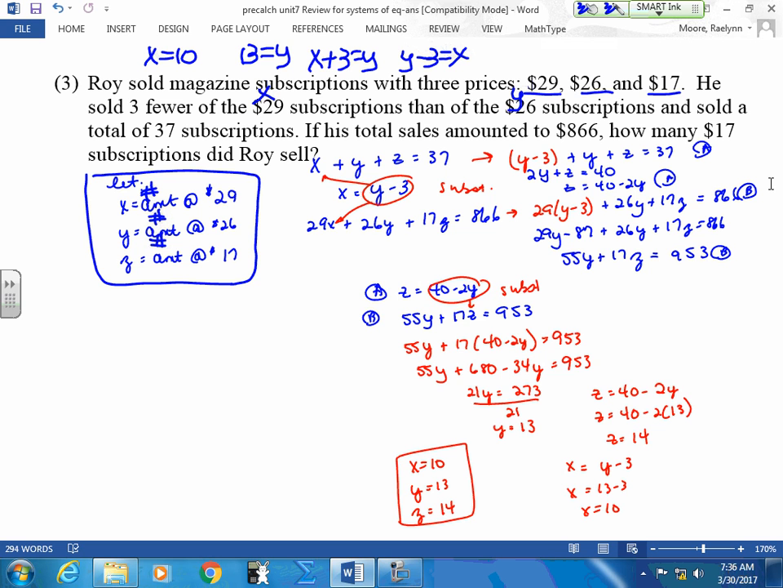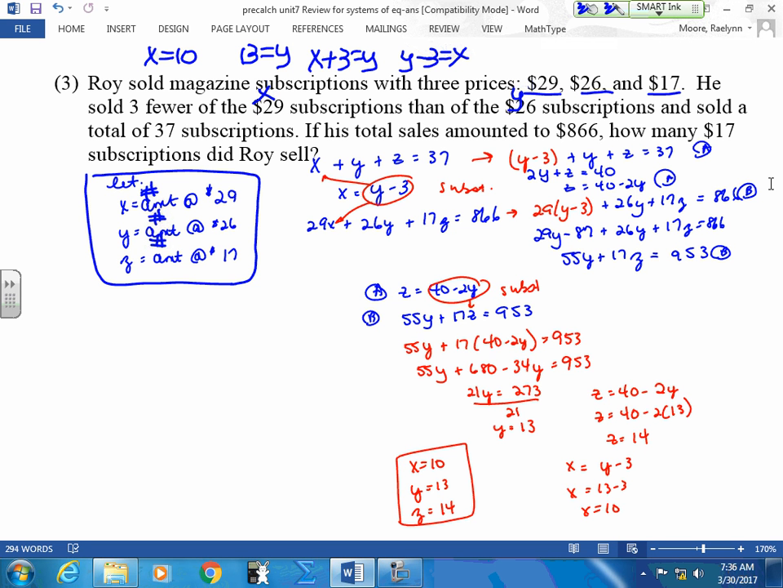This is the number that he sold of these subscriptions, not how much he paid for those, not how much money he made in those. Just he sold 3 fewer of these. So if he sold 10 of these and 7 of these and 4 of these, that's the amount that he sold, the number sold. Okay, the money he gets is this, his total income from this.